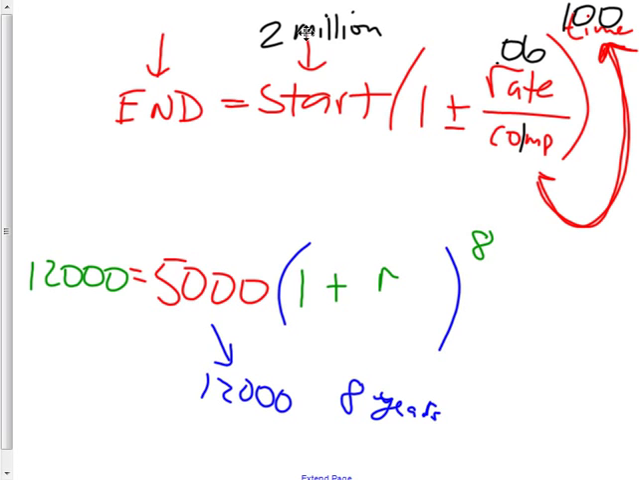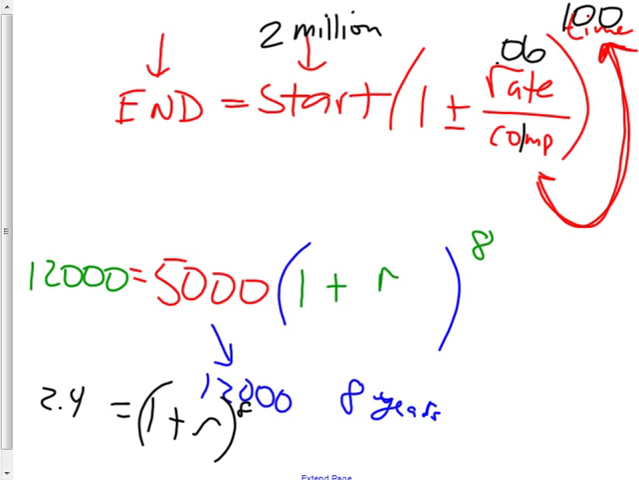All right, I'm going to ask people to do different parts of this problem. Have your fingers ready, okay? In the front row, Mrs. T, would you take the 12,000 divided by the 5,000 and tell me what that comes out to? So 2.4 is equal to 1 plus r to the 8th. How do I get rid of the 8 now? Okay, so let's try it again. Who's got that? 2.4. Thank you.